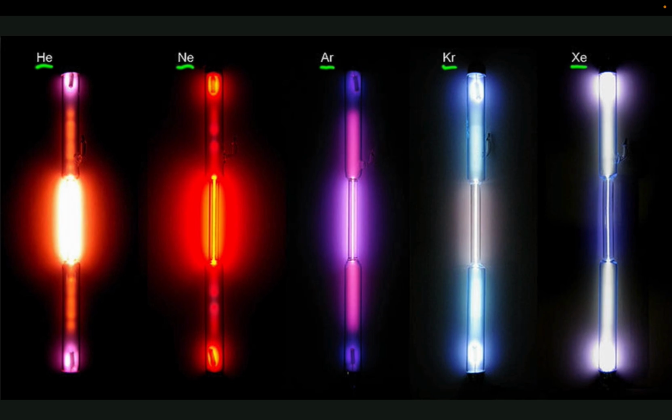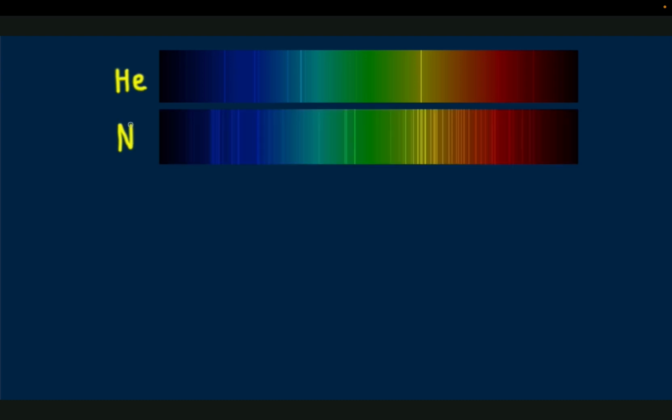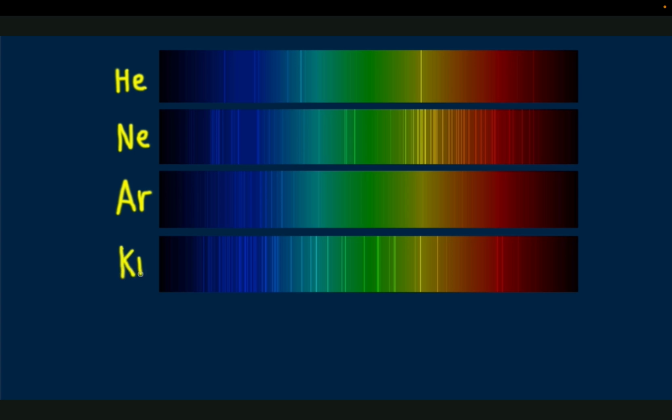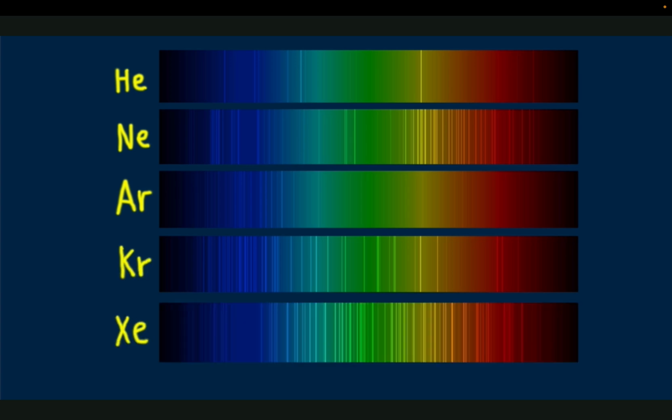Each color is focused at a definite position according to its frequency and forms an image of the spectroscope slit on the screen or appropriate detector. So each line on the spectrum is an image of the slit on the spectroscope. We see the spectrum for helium, for neon, for argon, for krypton, and for xenon.